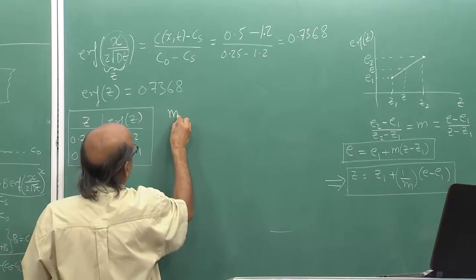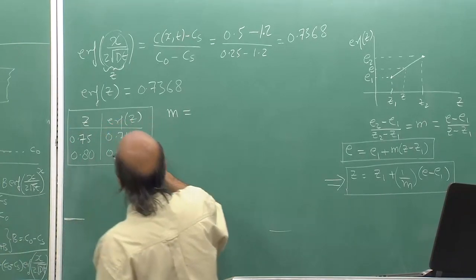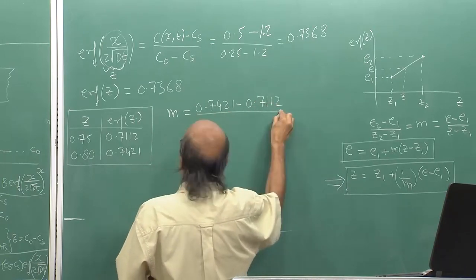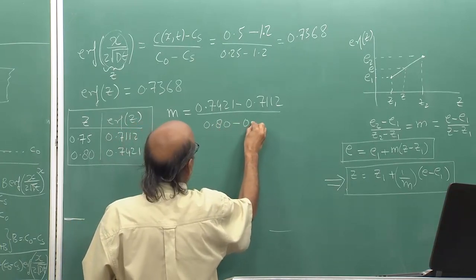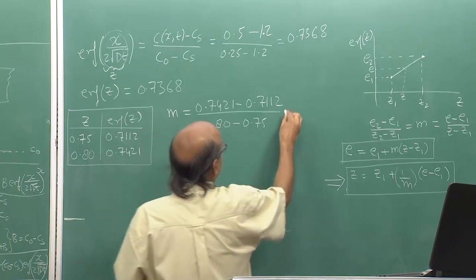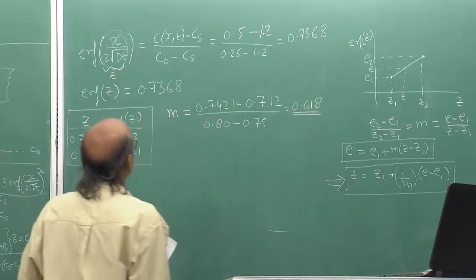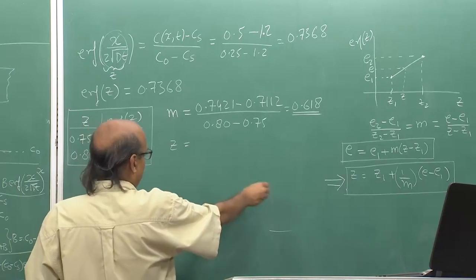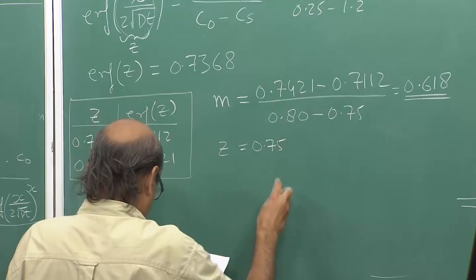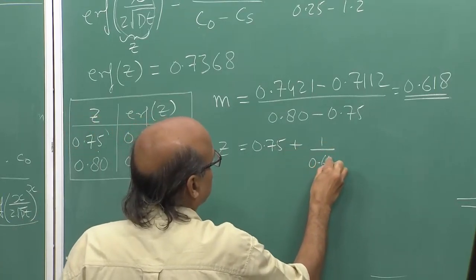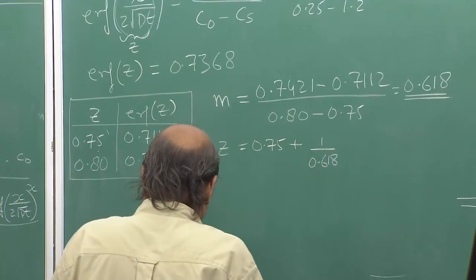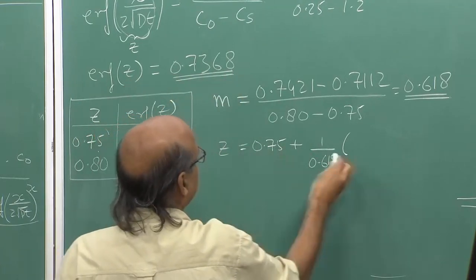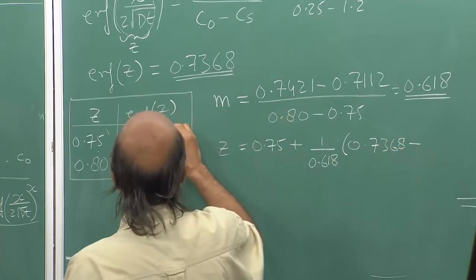First let me calculate the slope m, which is simply e2 minus e1, so it is 0.7421 minus 0.7112, divided by 0.80 minus 0.75, and the slope turns out to be 0.618. From this slope, I can then get the z value as z1, which is 0.75, plus 1 upon the slope, so 1 upon 0.618, multiplied by E minus E1. E is the error function value for which I want to find z, 0.7368, minus E1, which is 0.7112.